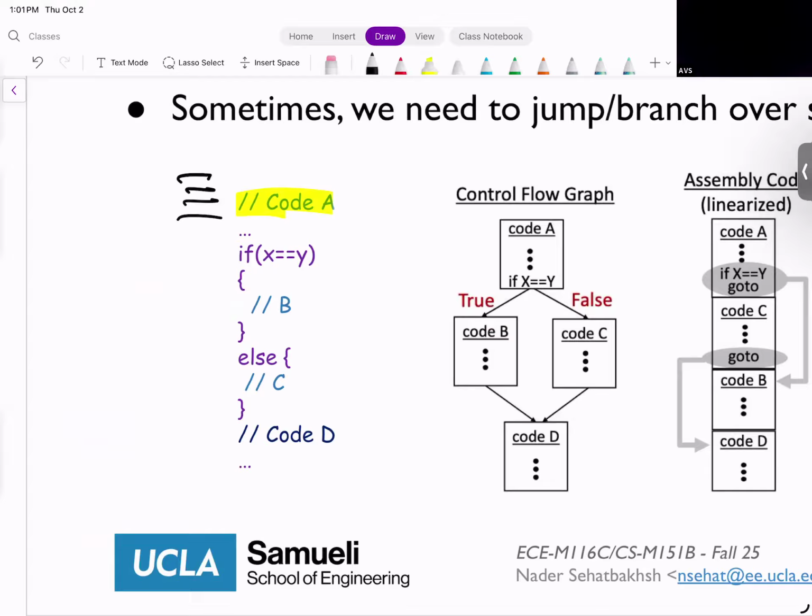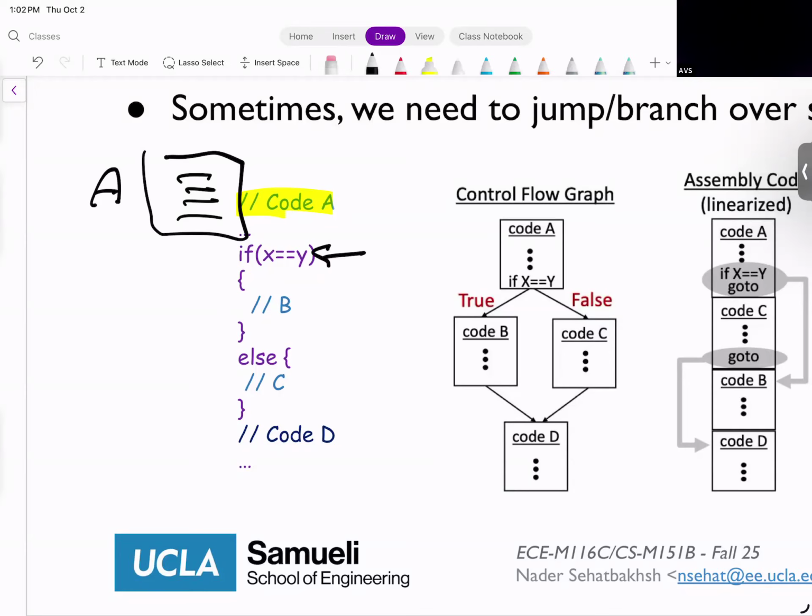I call that block A. So these are just a sequence of consecutive instructions. We usually call this a basic block. A basic block is a sequence of instructions that are continuous in the memory. So I put basic block A here. Then I have an if condition. And depending on the value of x and y, I might run B block or C block.